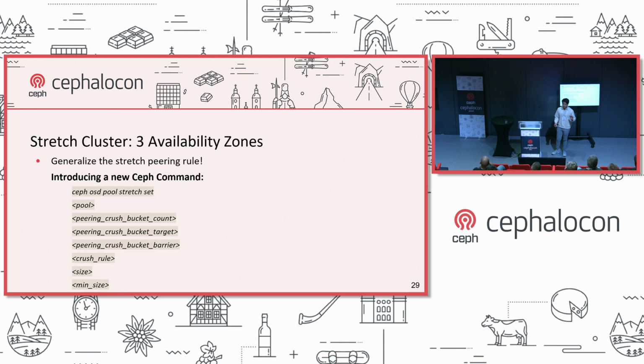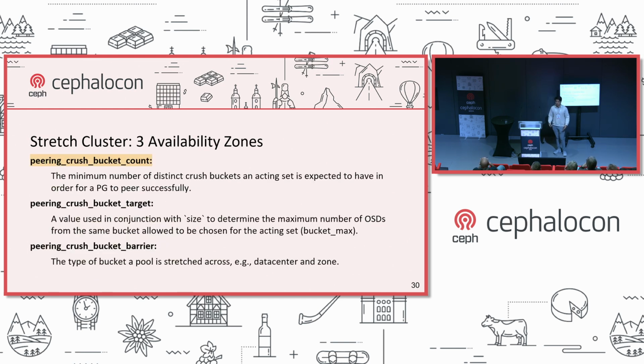You can use this command, ceph osd pool stretch set, and you can set certain values to enable you to utilize the peering rule for 3 sites or 4 sites. I haven't tested with 4 sites, but the opportunity is limitless. I'll go one by one through what each variable means, such that when you go back home and want to try running a 3-site stretch cluster, you have a better idea of where the numbers come from.